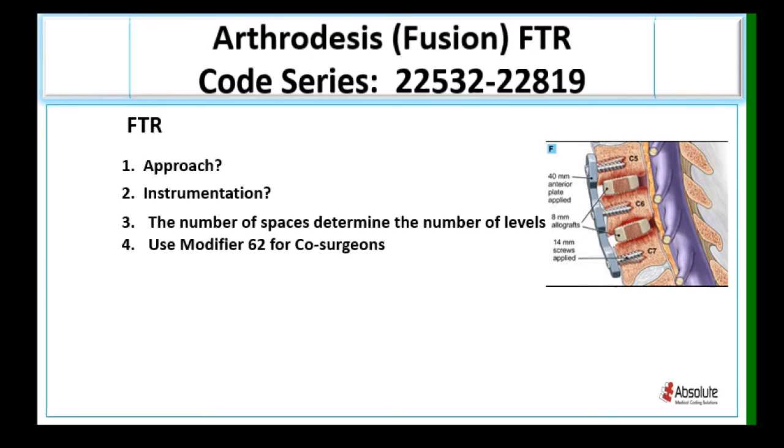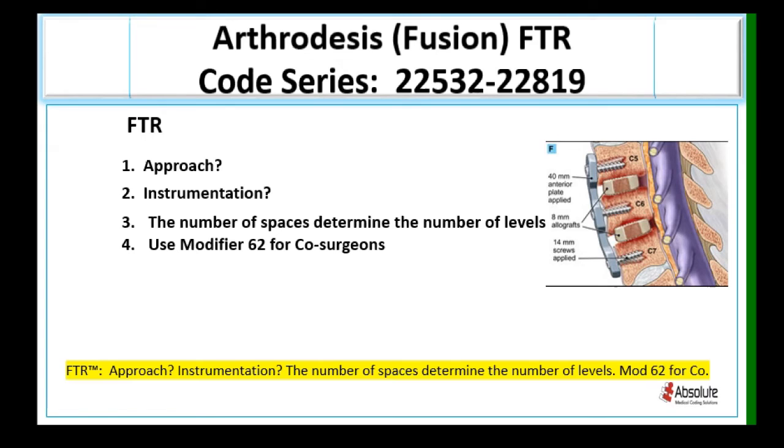But you will have to code for the surgical technique of performing the fusion or arthrodesis, and that is what this is. And these are coded according to levels, so you'll need to know where on the spine and the number of levels. We're not coding the hard part, we're coding the spaces. So the spaces determine the number of levels. Got it? All right.